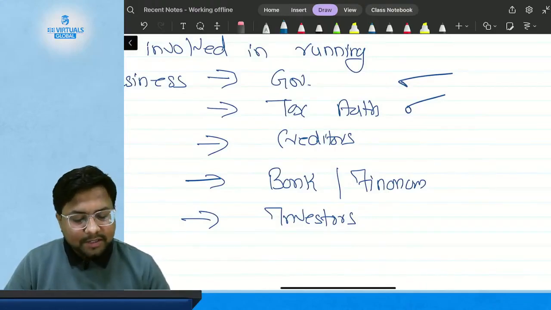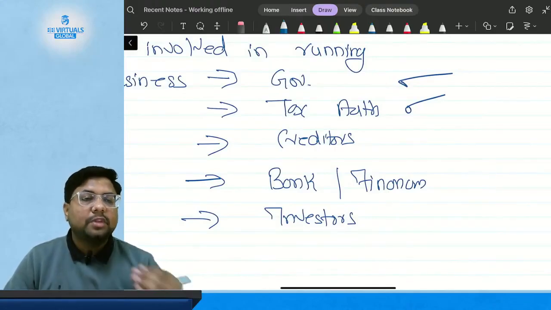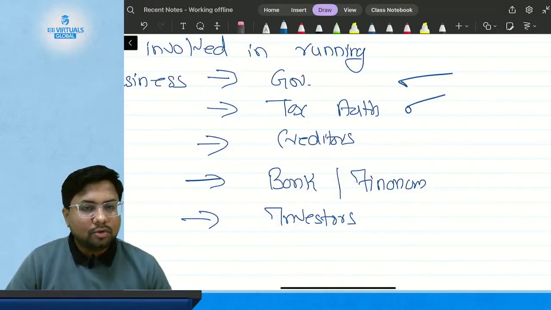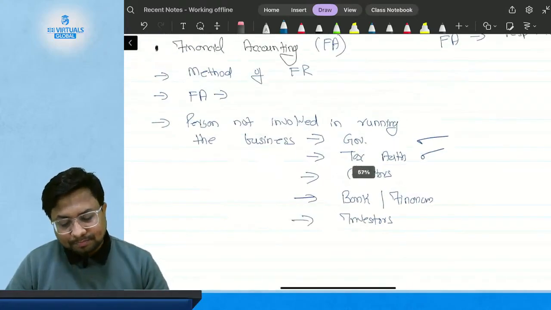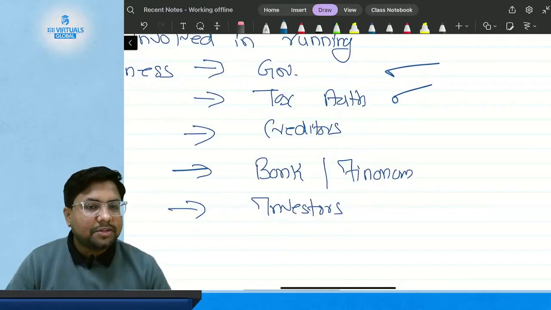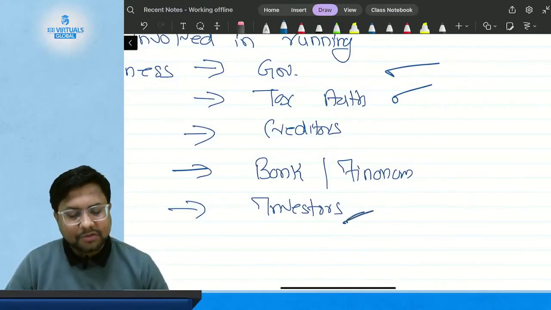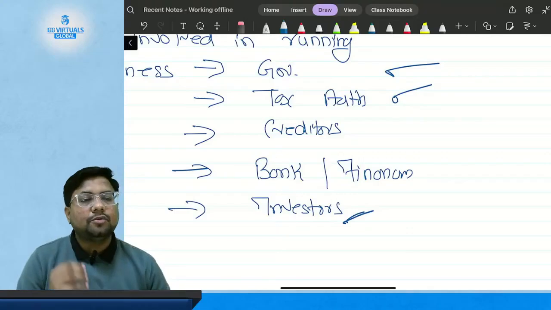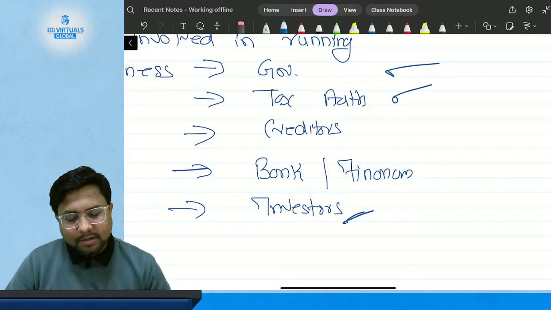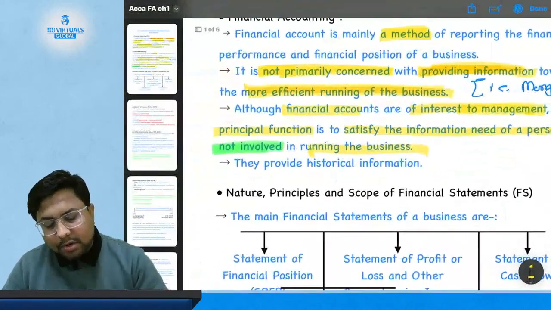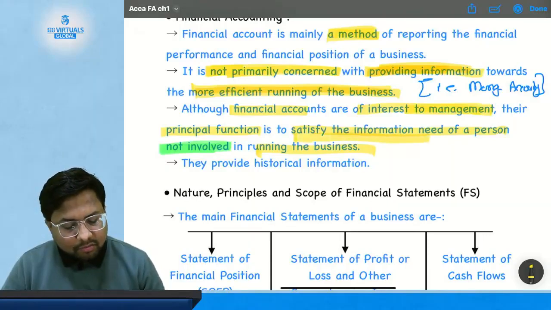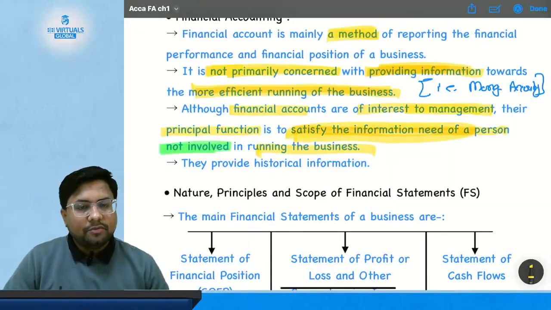The same goes for creditors and lenders who need to get money from you. They are also concerned with how much profit or loss you have incurred, so they are interested in the information provided by financial accounting. The same goes for investors. Investors expect returns, so they also need to know how much profit or loss you have incurred. These are the people who are not directly involved in the running of the business, but still need the information to satisfy their information needs.